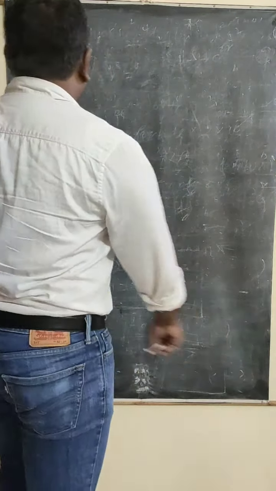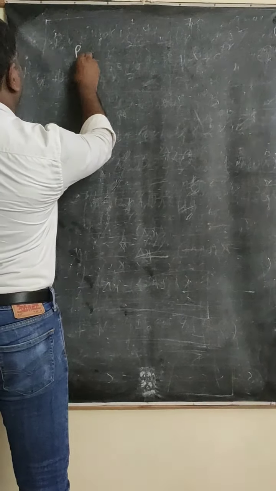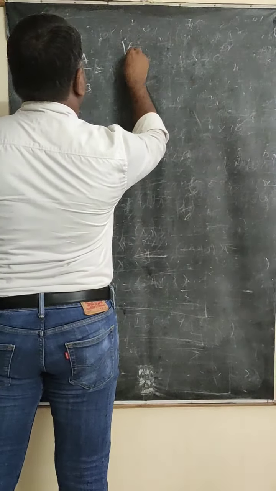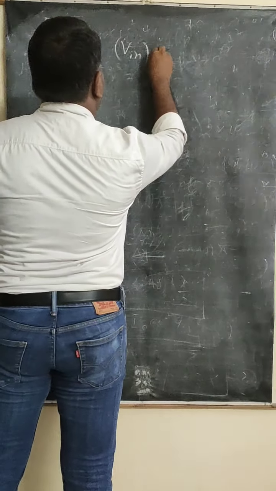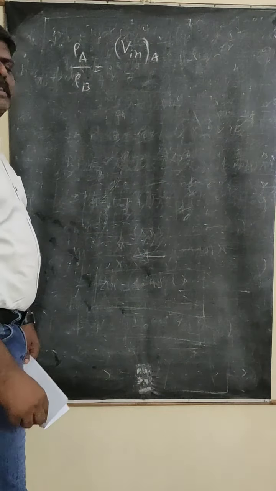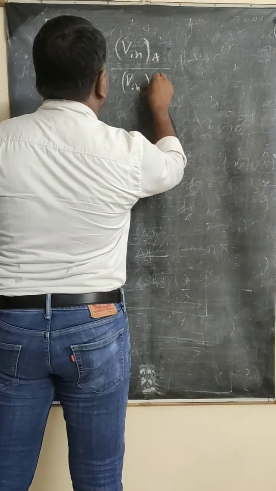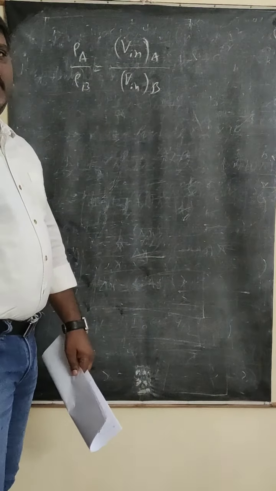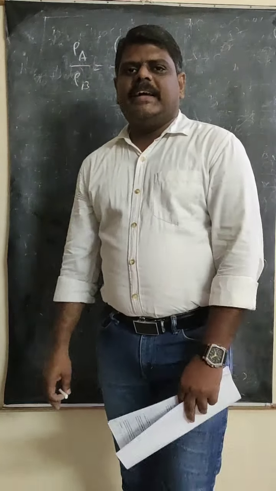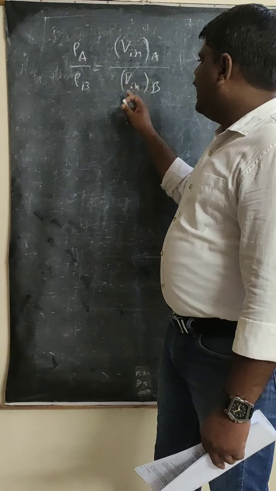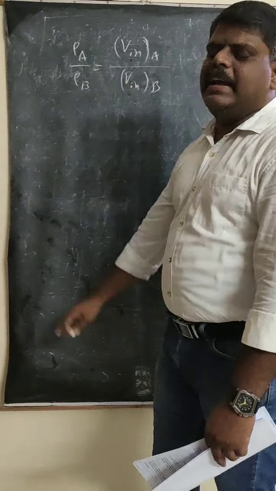For the ratio of the densities, there is a formula: rho A by rho B is equal to the volume of A inside the liquid divided by the volume of B inside the liquid. This is the formula we are going to use. The ratio of the densities is equal to the ratio of the volumes of the objects immersed in the liquid.